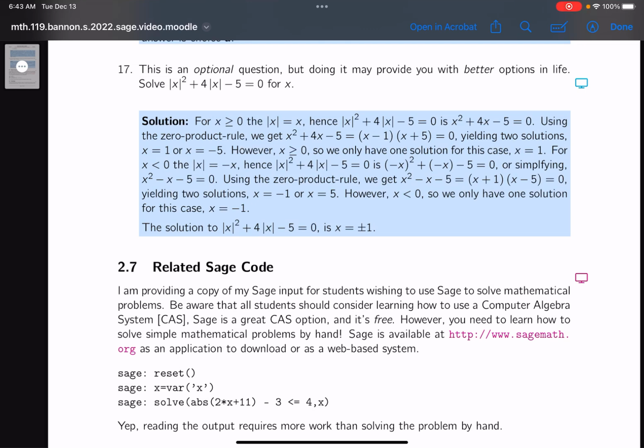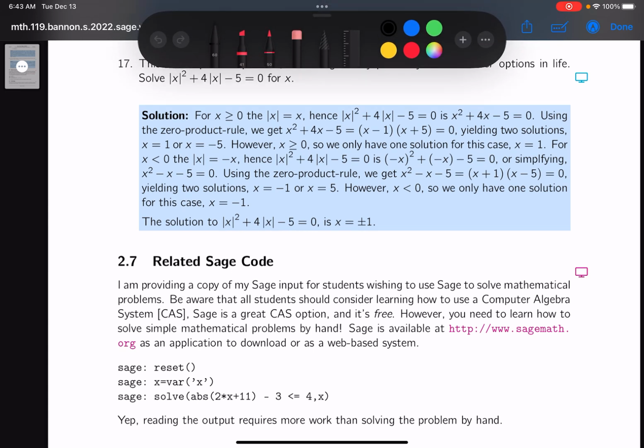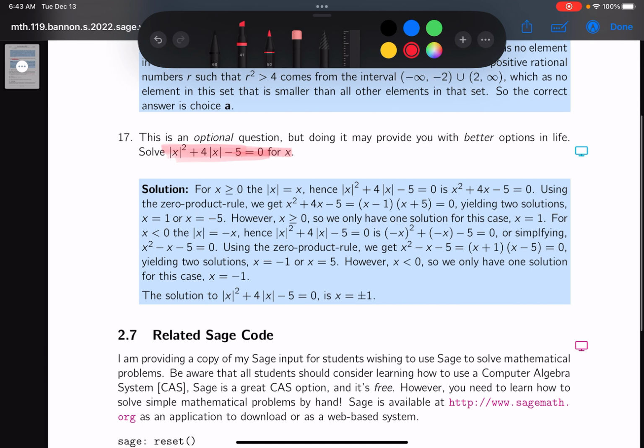Okay, it's another optional question. I don't think it's a difficult question, but certainly some students may be confused by this. So they want you to solve this equation over here for x, all right? So use the definition of the absolute value of x.